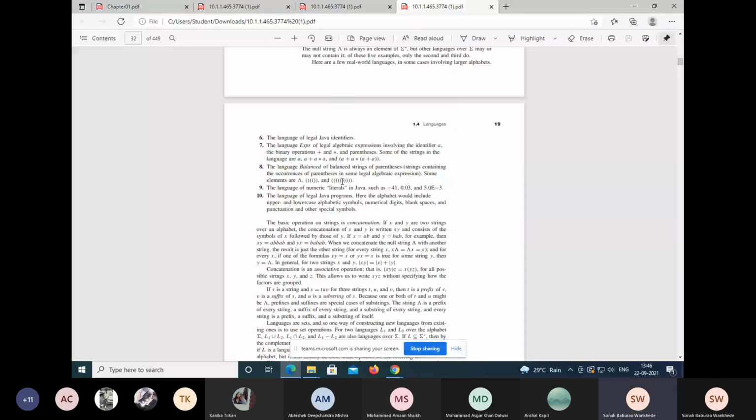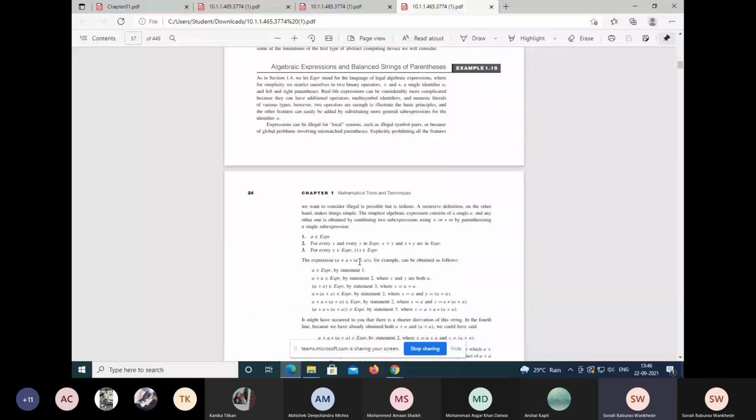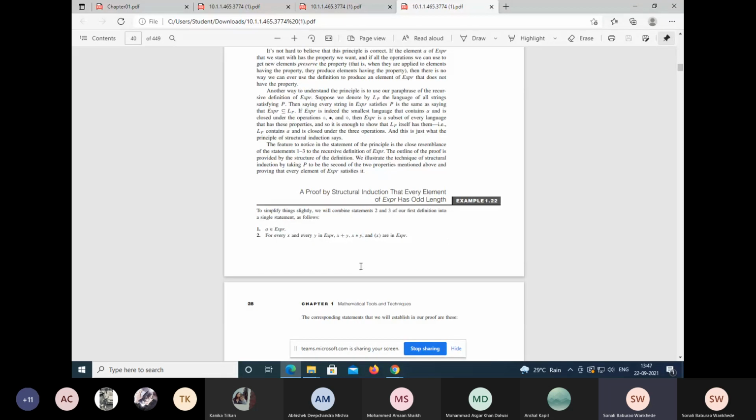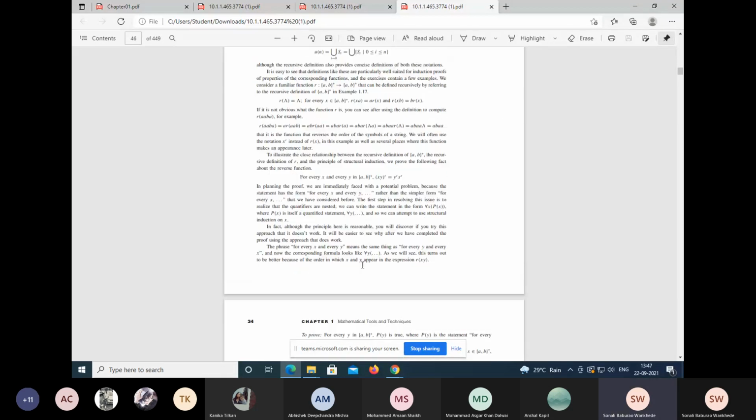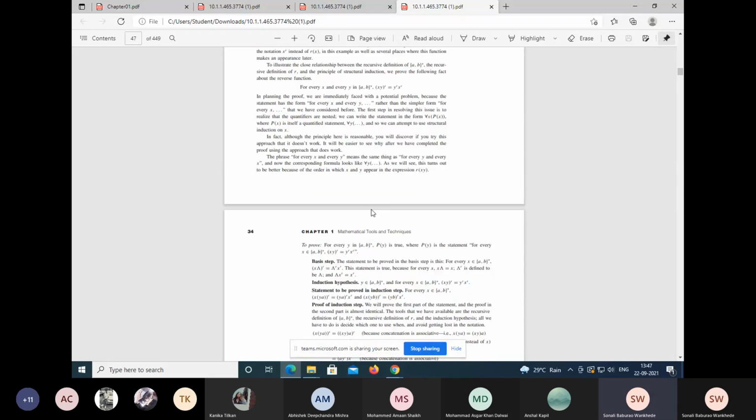Okay, and the language of numeric literals in Java. There can be a language of numeric literals in Java, such as -41, 0.03, and 5.0E-3, etc. These are all the concepts. So for today's first tutorial, what you have to do is take down this question and we can finish it off. Take this first in your exercises. Please go to the ebook and refer to page number 34.